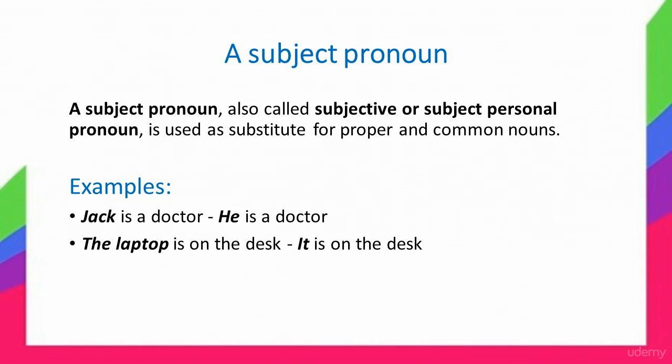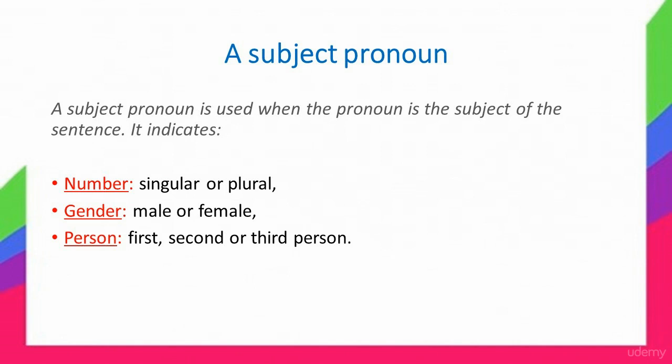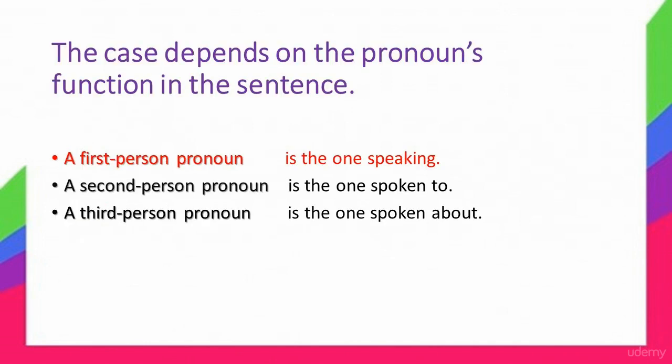Examples could be Jack is a doctor, he is a doctor, the laptop is on the desk, it is on the desk. A subject pronoun is used when the pronoun is the subject of the sentence. It indicates number, singular or plural, gender, male or female, person, first, second, or third person. The case depends on the pronoun's function in the sentence.